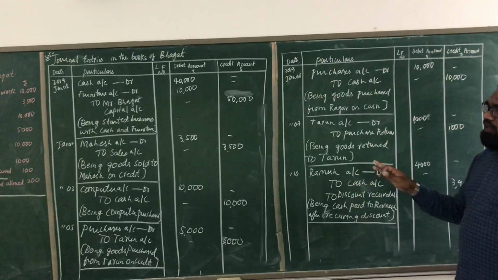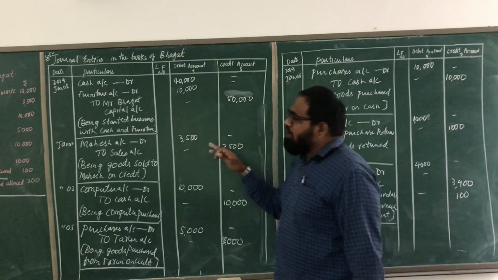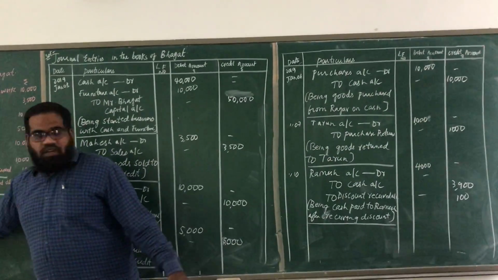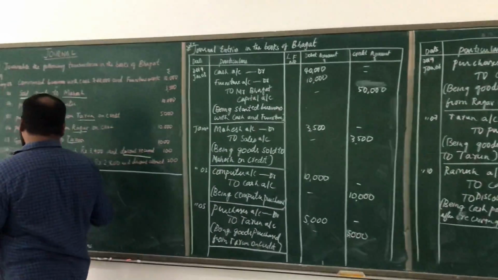So we have to write Ramesh account in the debit. Why are we writing Ramesh account in the debit? As per the rule of personal account, debit the receiver, credit the giver. That's why Ramesh account should be in the debit only. Now go to the next entry.